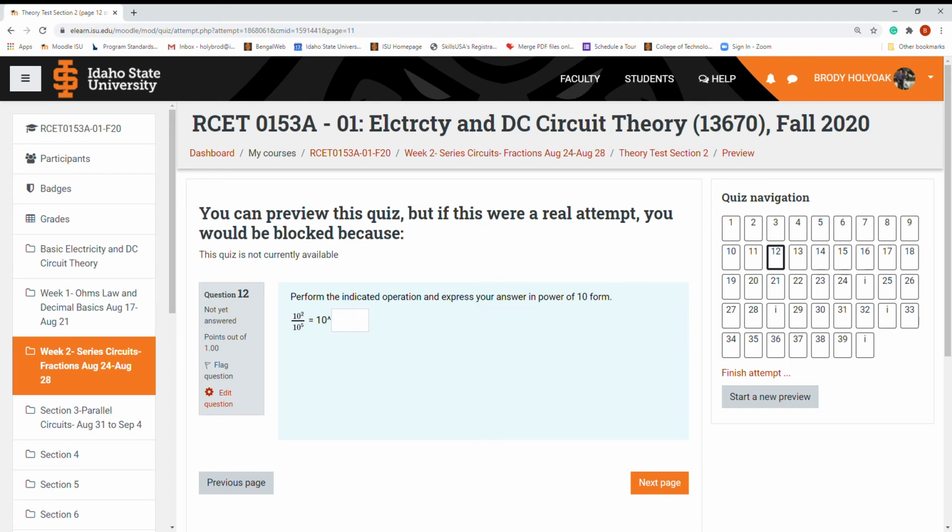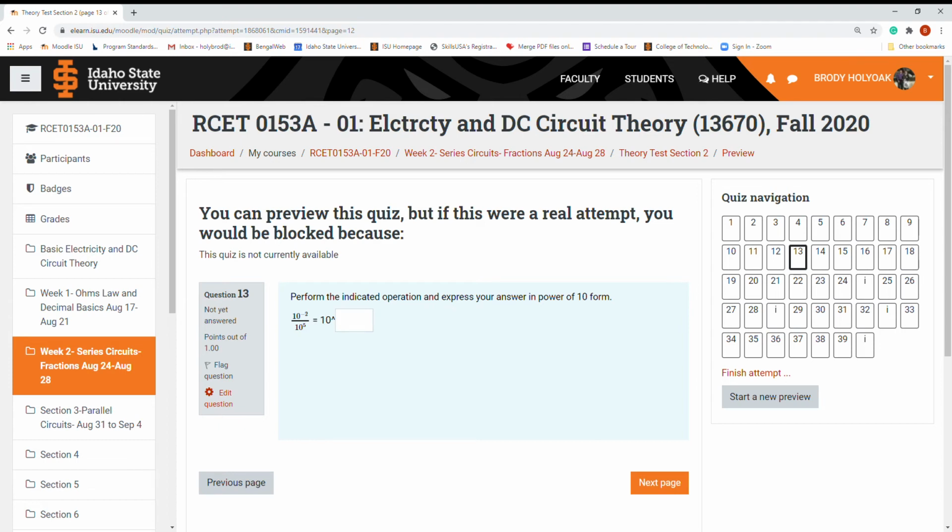Okay, more fractional math. When we're dividing and we have powers of the same base, we can do what? Subtract them. So in this case, we end up with 10 to the 2 minus 5, which is 10 to the negative third, which is going to make it really small, which is what we would expect. Because we're taking 100 and dividing it by 100,000. We're going to get a very small decimal. Okay?